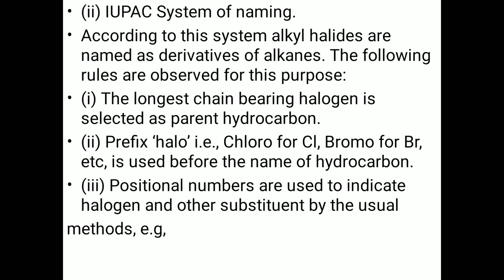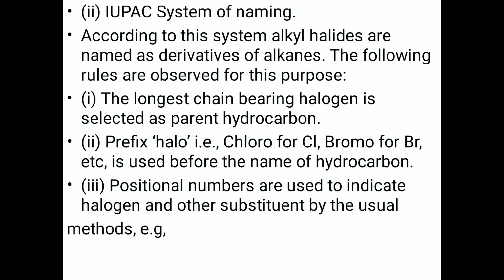IUPAC system of naming. According to this system, alkyl halides are named as derivatives of alkanes. The following rules are observed for this purpose. The longest chain bearing the halogen is selected as the parent hydrocarbon. The prefix halo, i.e. chloro for chlorine, bromo for bromine, is used before the name of the hydrocarbon.